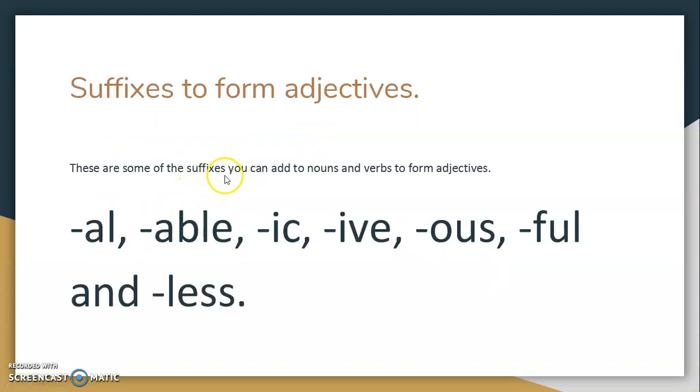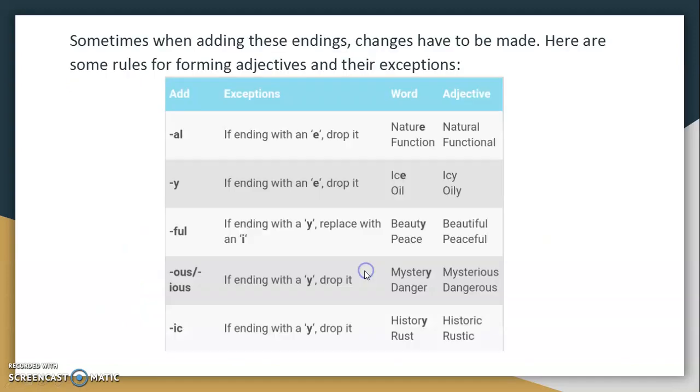Here are some examples of suffixes you can add to nouns and verbs to form adjectives: al, able, ic, ive, ous, ful, and less. However, there are some exceptions when adding these endings, and some changes will have to be made. Here are some rules for forming adjectives and their exceptions.